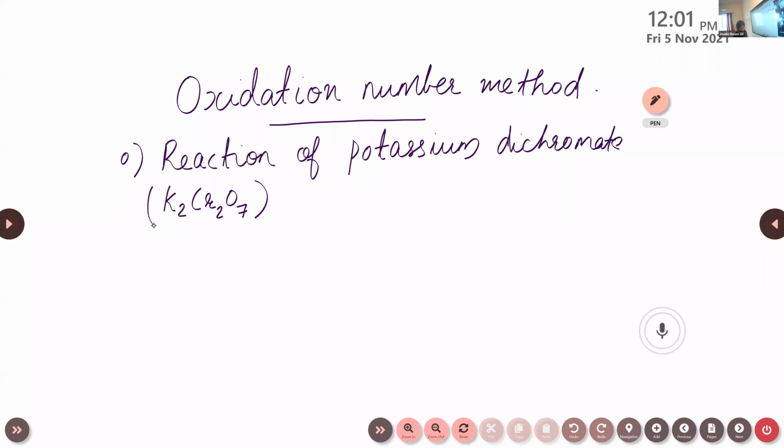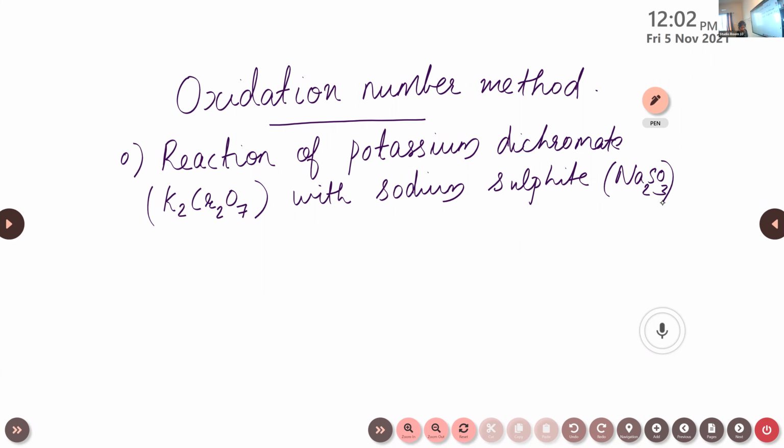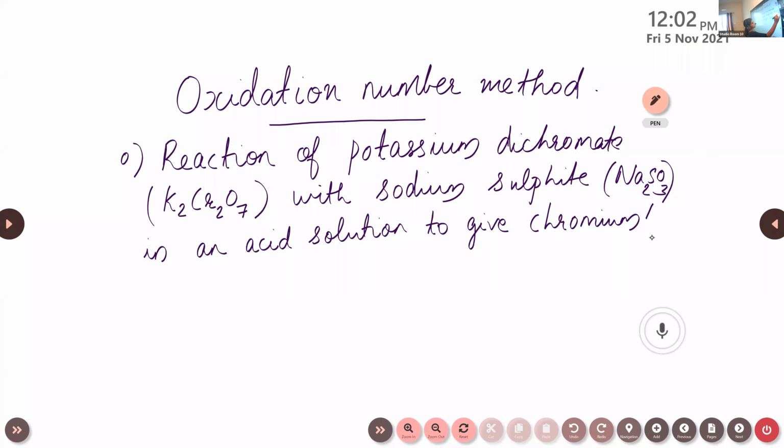Reaction of potassium dichromate with sodium sulfite, and the chemical formula Na2SO3, in an acid solution to give chromium. And in bracket you have to write 3.